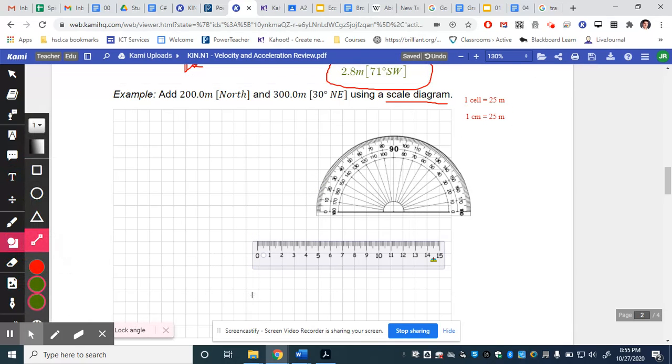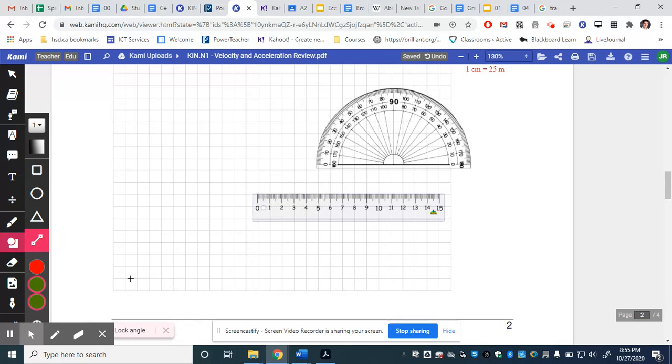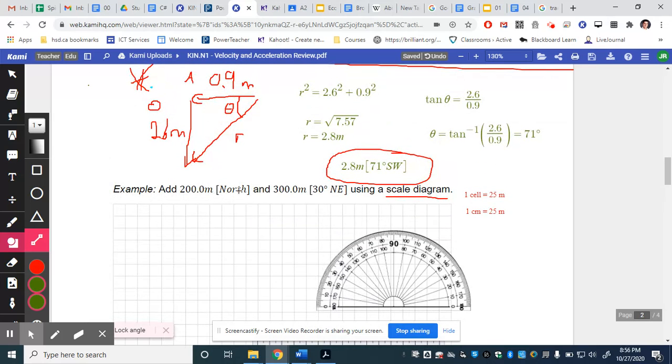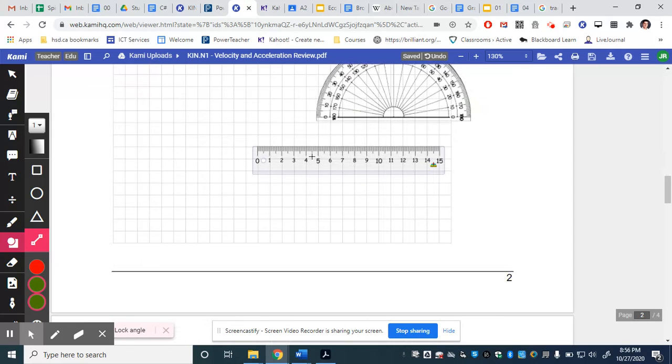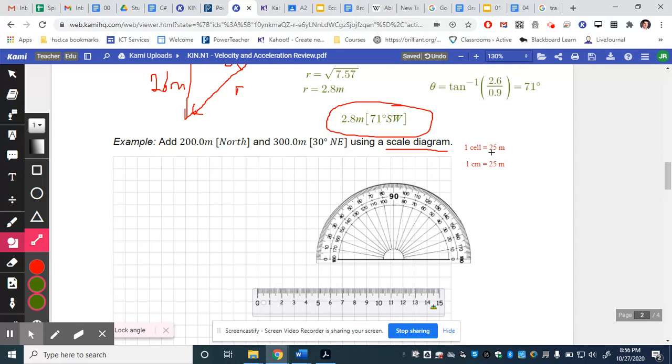I set up my ruler. I can't actually turn this ruler, so it's stuck flat like this, so it's actually totally useless to me. But I'll say this is my starting point right here. Why would I choose this point? Because I can look. I'm going to go north, and then I'm going to go northeast. So if I start here, I'll have as much room as possible. So I'm going to go 200 meters north. Well, one cell is 25 meters, so I've got to go 8 cells.